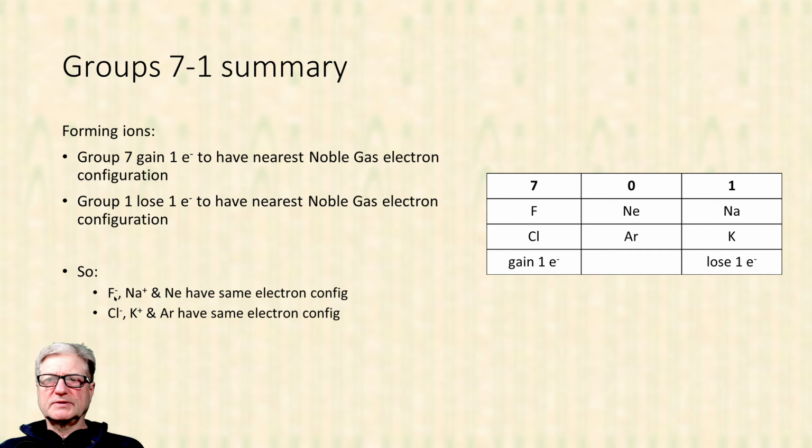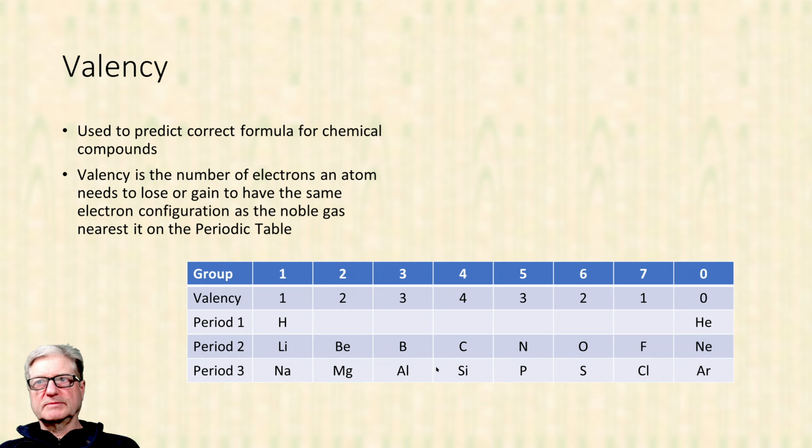And if we look at, note that F negative, which is called the fluoride ion, and sodium positive, the sodium ion, and neon have the same electron configuration. And the chloride ion and the potassium ion and argon all have the same electron configuration. So remember, it's very easy to forget that these guys are next to the noble gas at the end of the previous period. That's what you have to remember, okay?